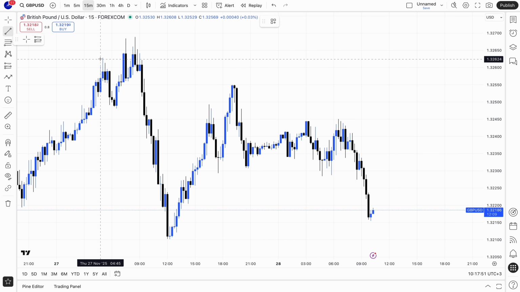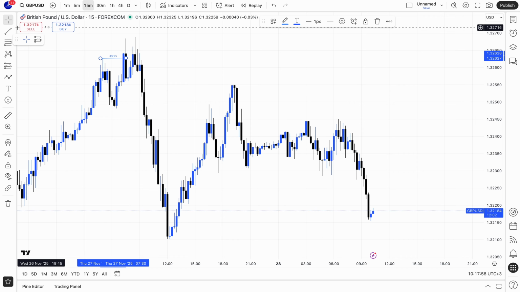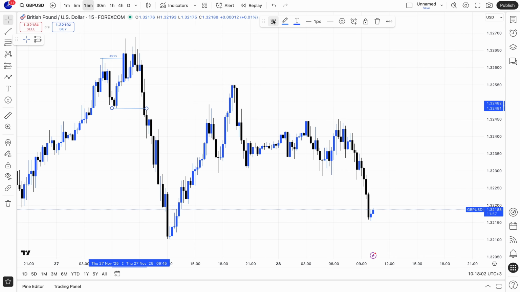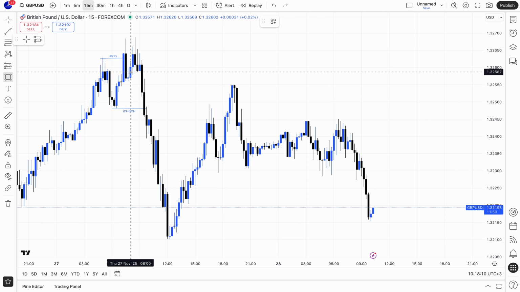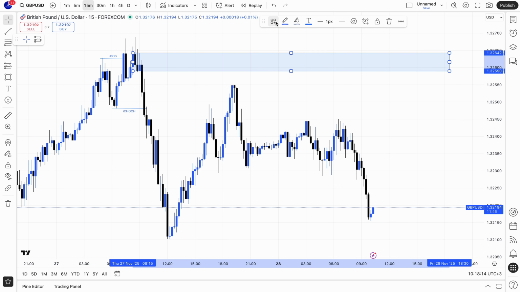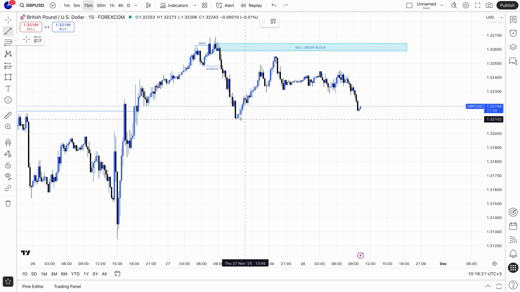You can see here we had our break of structure to the upside, but this time around it's internal structure. Then you had a change of character to the downside, internal structure. And the price did come back to this supply zone, this sell order block, and we have here our liquidity down here.